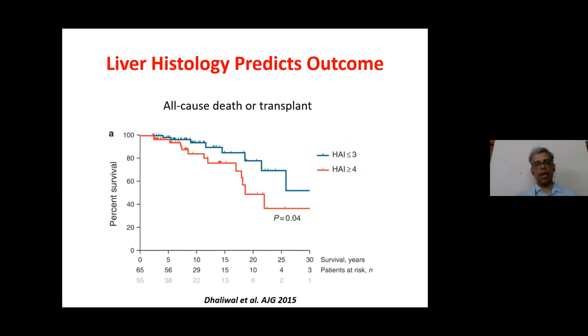So what else does liver biopsy help us with? It also helps you in predicting outcome. The patients who have increased activity on the biopsy have all-cause death or the requirement of transplant much higher as compared to those patients who have less activity on the liver biopsy.